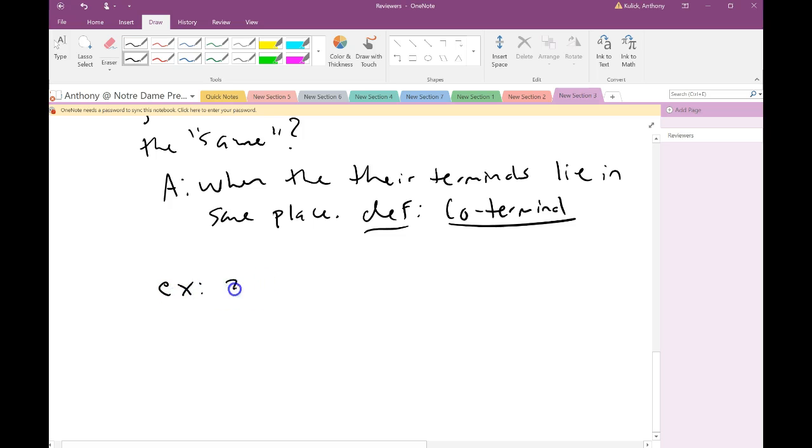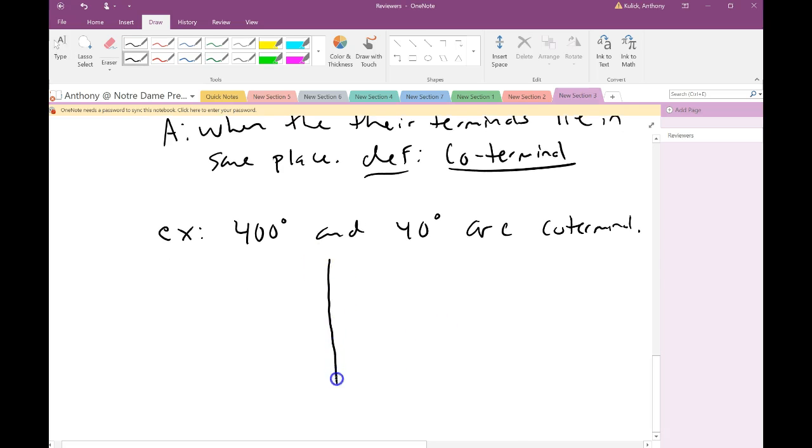So an example might be, let's say, 400 degrees and 40 degrees are coterminal. And I'll just demonstrate why that's true. So again, I'll draw my xy axis. And let's draw the 400 degrees first. So here's its initial side. I go 90, 180, 270, 360, and 40 more. So this is my 400 degree angle.